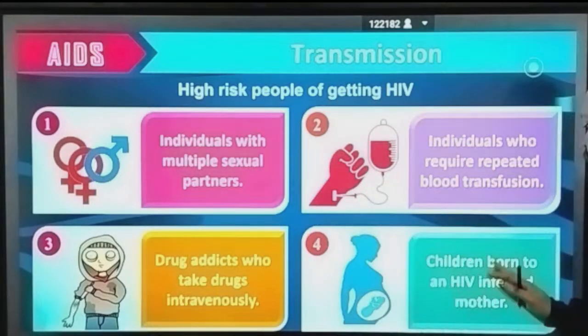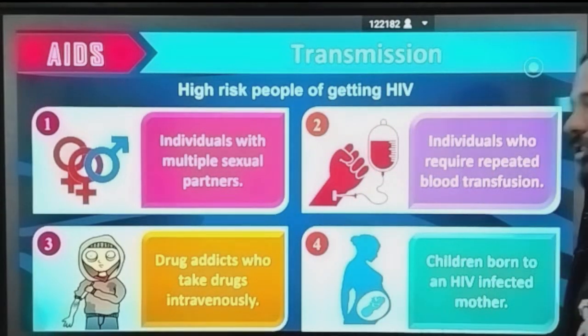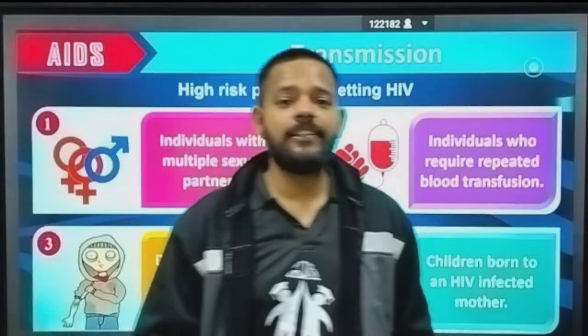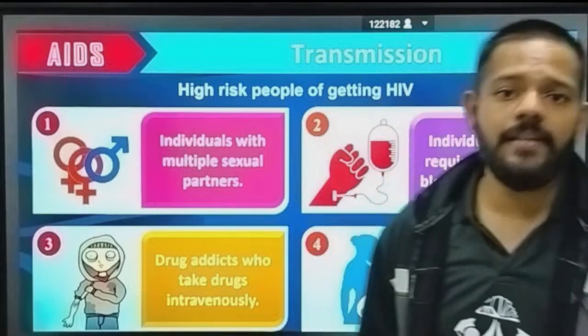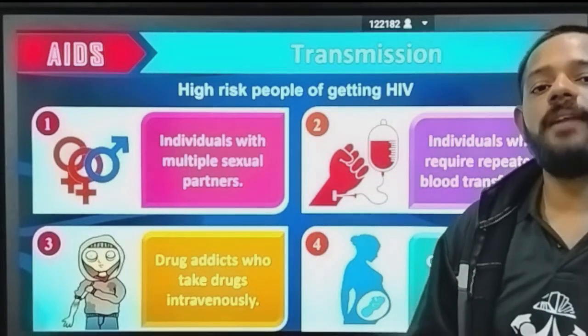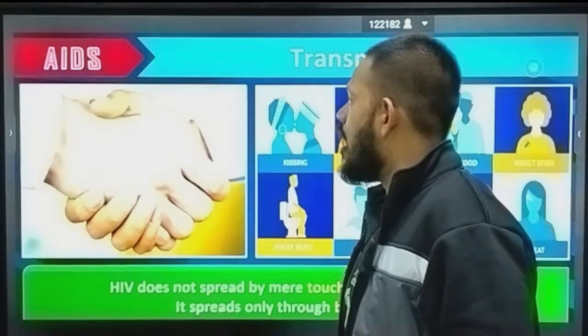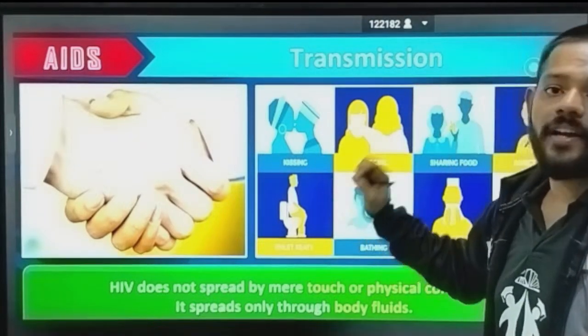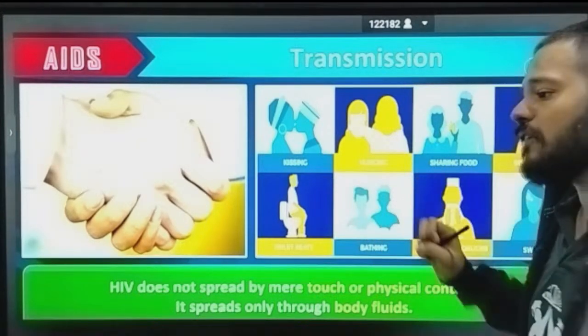And the fourth one is a child born to an HIV infected mother. Automatically, a lady who has HIV AIDS will transfer the virus to her baby because it can cross the placenta easily.